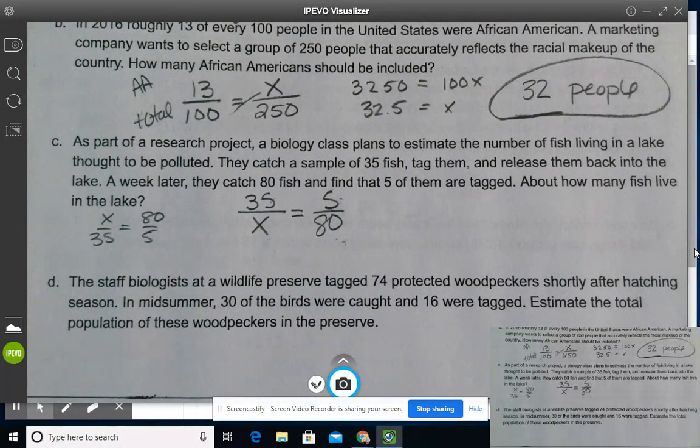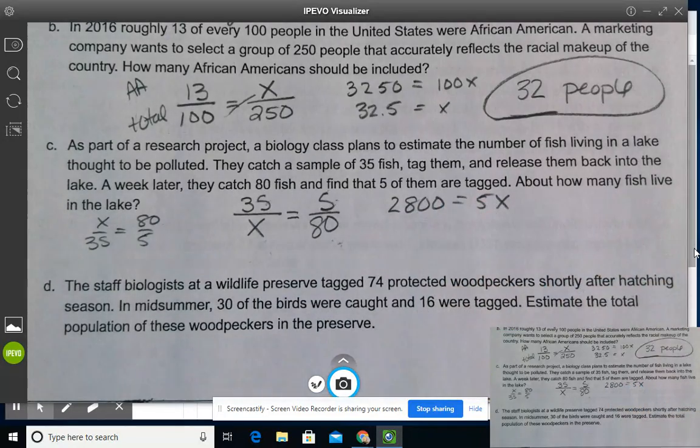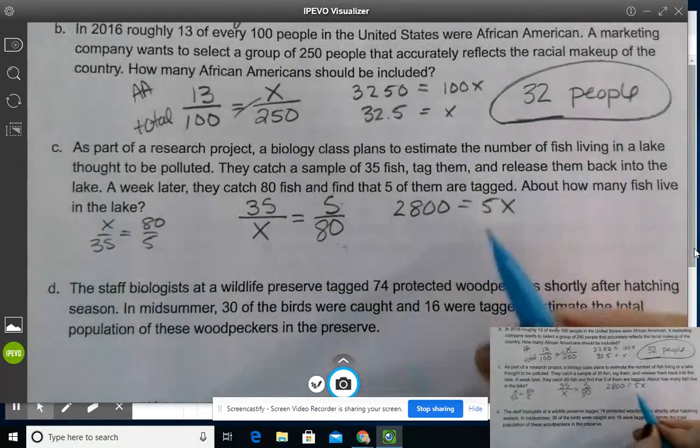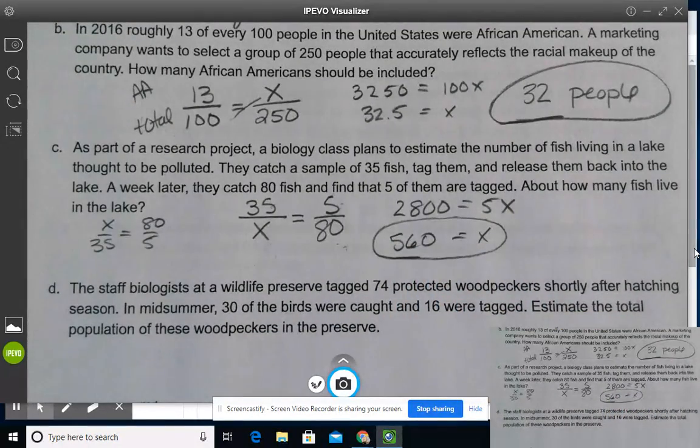So then you would have 35 times 80. That'd be 2,800. And then 5x. So if we divide that by 5, we are estimating that there's about 560 fish total in the pond. And these are all approximations. Anytime you use these proportions, it's an estimate.